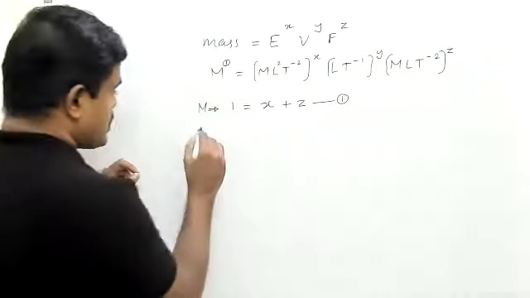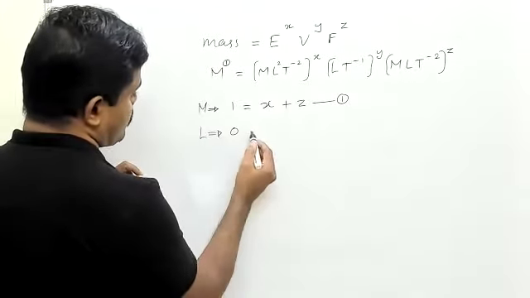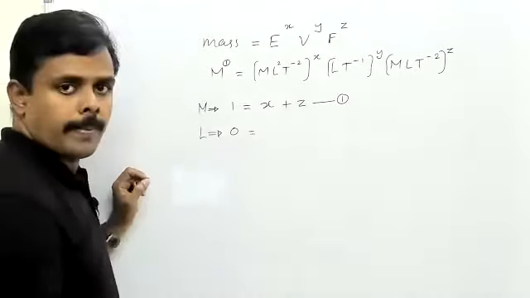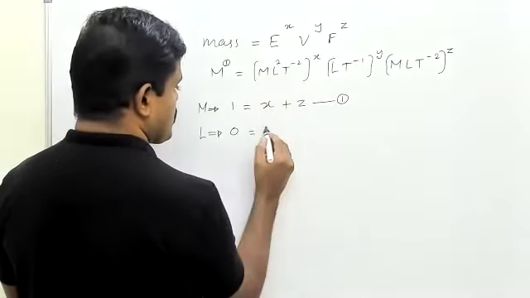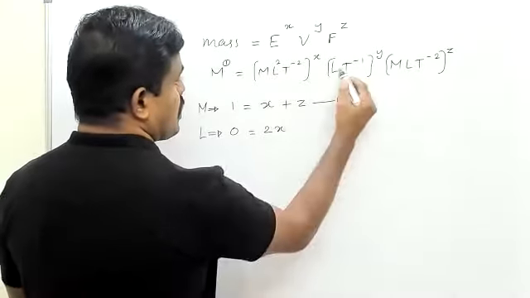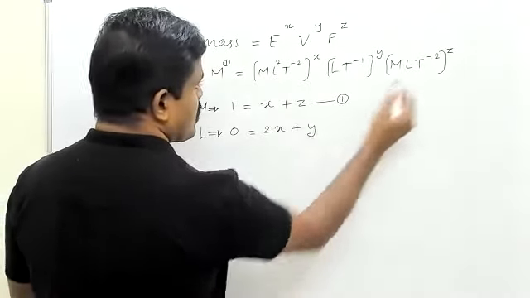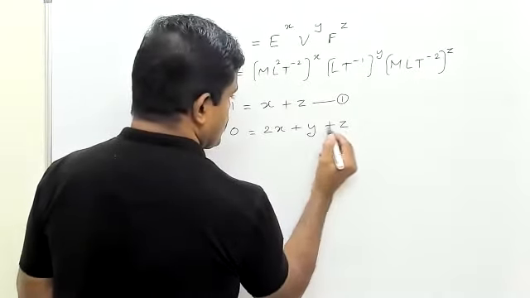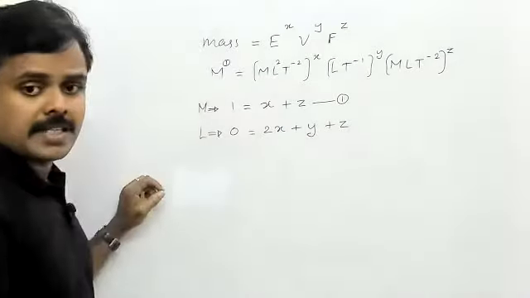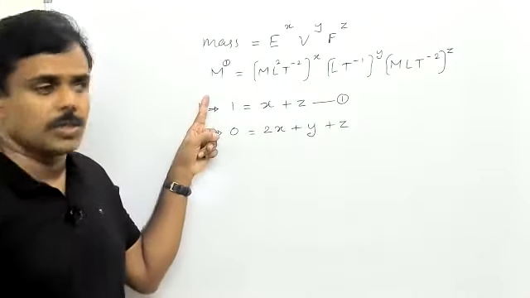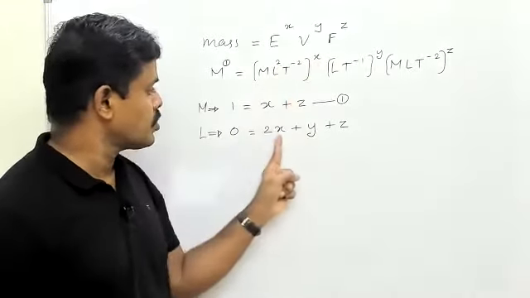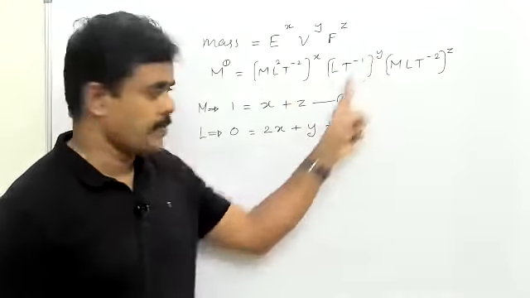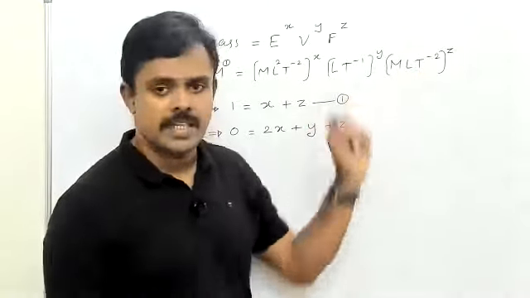Let us compare L's now. Is there an L on the left side? No, 0. It's equal to, what is the power of L here? This is 2x, then plus y, then plus z. I'm just comparing L's now. There is no L on the left side, so L is gone. Here L raised to 2x, L raised to y, then L to the power of z.